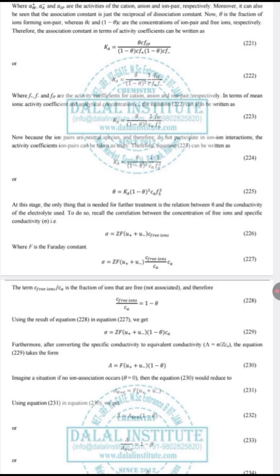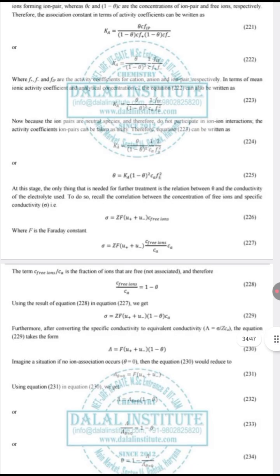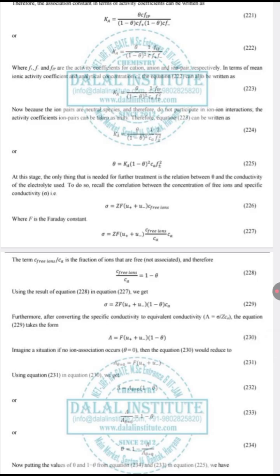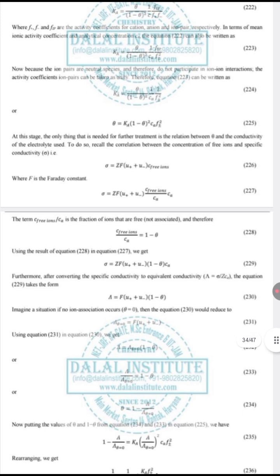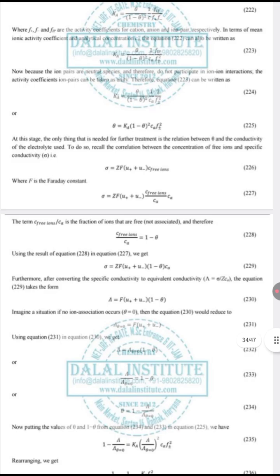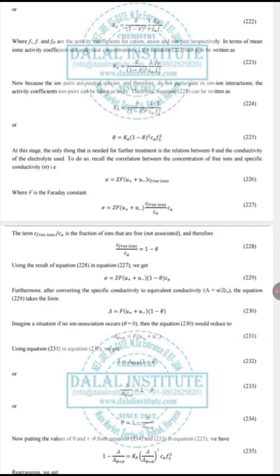Now theta is the fraction of the ions forming ion pairs, where theta c and 1 minus theta c are the concentrations of ion pair and free ions respectively. Therefore, the association constant in terms of activity coefficients can be written as Ka equals theta c into f ip divided by 1 minus theta into c f plus into 1 minus theta into c f negative, equation 221. Or we can say that Ka equals theta divided by 1 minus theta square into 1 by c into f ip divided by f plus into f negative, equation 222.